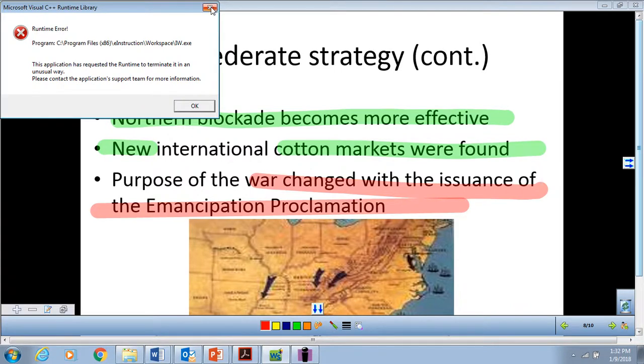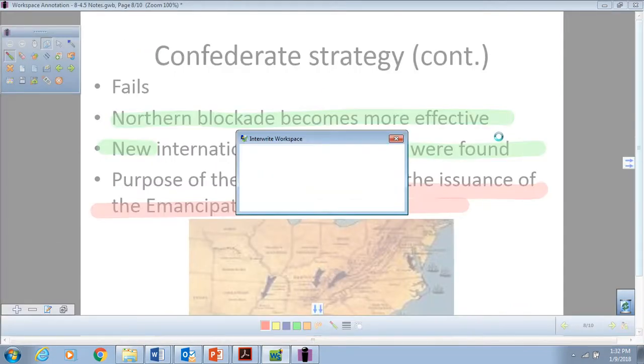No, don't you dare shut down. Okay. Alright. It doesn't matter, I'm done. Make sure your name's on that paper and give it to the ones and I'll collect it.